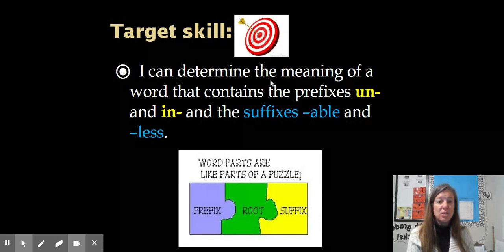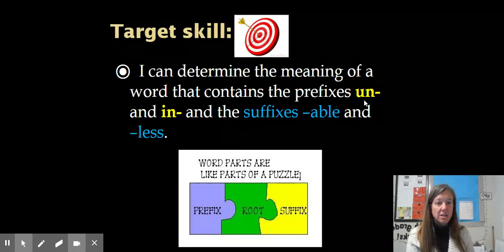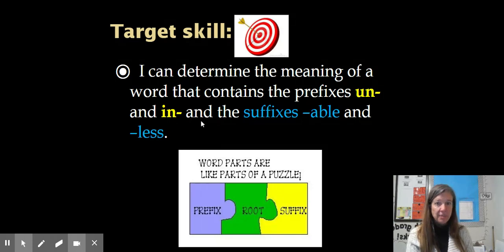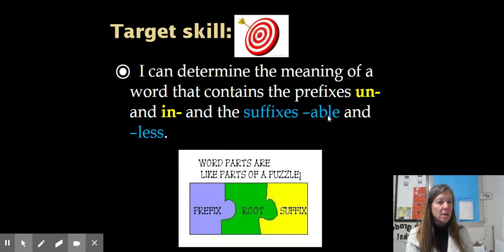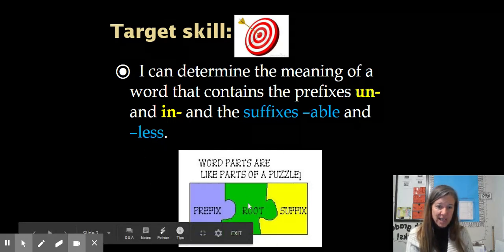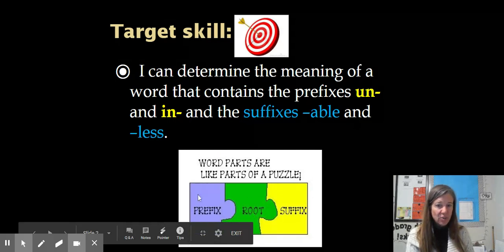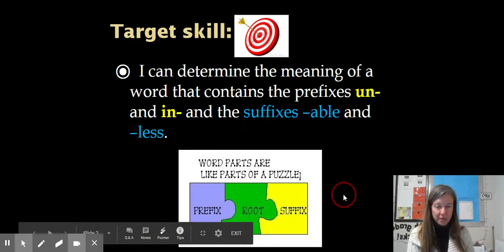So I can determine the meaning of a word that contains the prefixes un and in and the suffixes able and less at the end of a word. If you look at this cute diagram, you always have a base root word in the middle, the prefixes are at the beginning, and suffixes are at the end of a word.